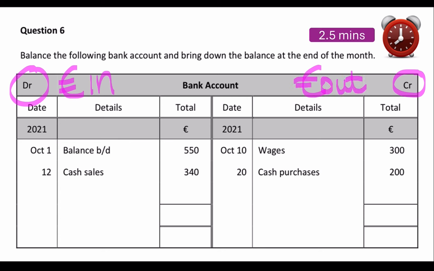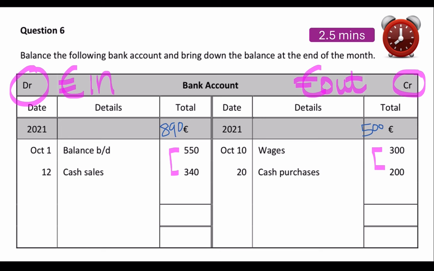Okay, now what we have to do to balance this, we have to look at the amounts on both sides and we have to say, right, okay, which is the bigger side? So if we add the debit side together there, we'll figure out that that is 890. If we add the credit side, the right hand side, we'll figure out that that's 500. So it's quite obvious there that the debit side is the bigger side.